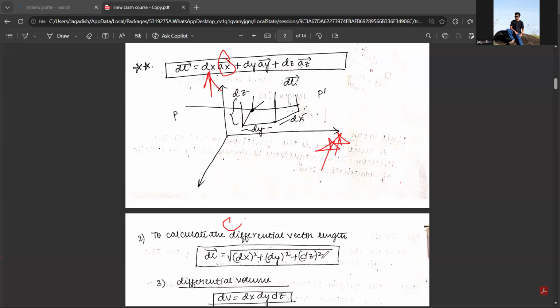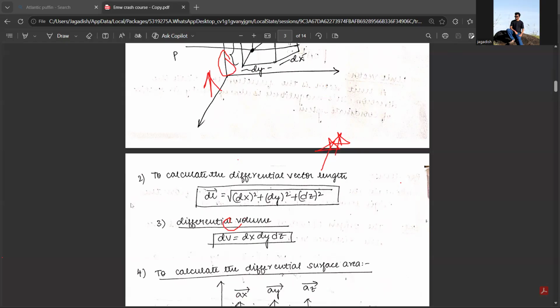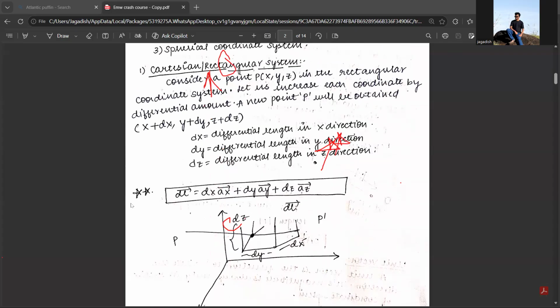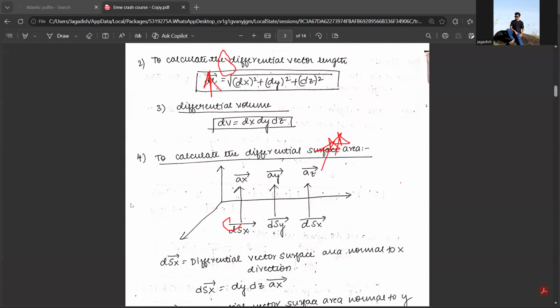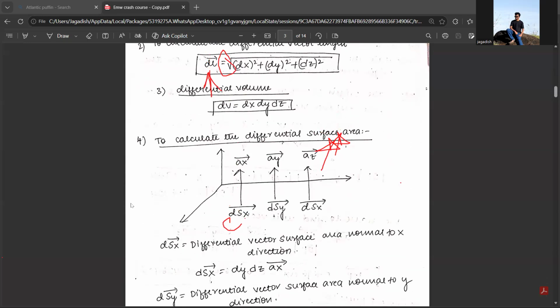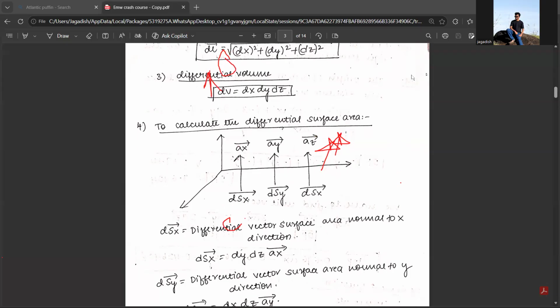What is the differential volume? dv is equal to dx into dy into dz. So these three formulas you have to remember for the rectangular coordinate system: differential length, differential vector length magnitude, and differential volume. Next comes the differential surface area. In the three coordinate systems you will be having the surface area too. It's very easy, students.